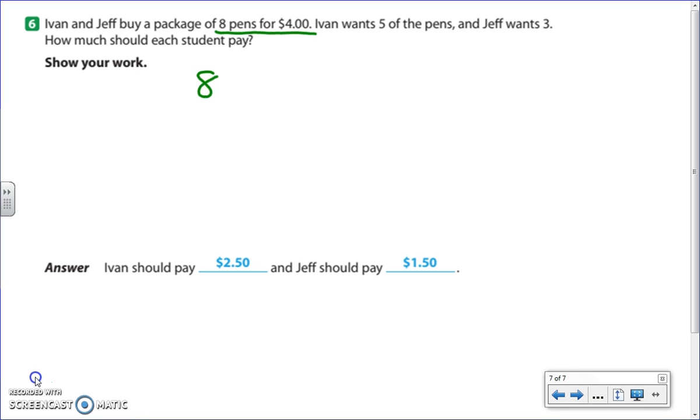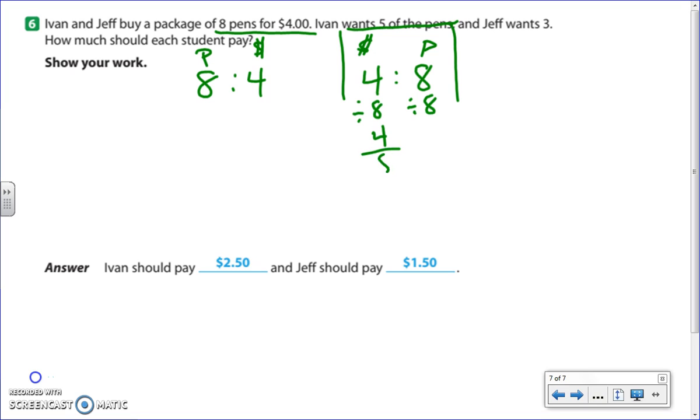we could think of this two ways. We could think of this as 8 to 4, or we could think of it as 4 to 8. This is pens to dollars, or dollars per pen. We probably need to know the price per pen, so this is the one that I'm going to probably use the most. To figure out how much one pen costs, I would divide by 8 and think of this as 4/8 to 1, or 1/2 to 1, or you can think of it as 50 cents, half of a dollar to 1. So half a dollar for one pen, or 50 cents per pen.